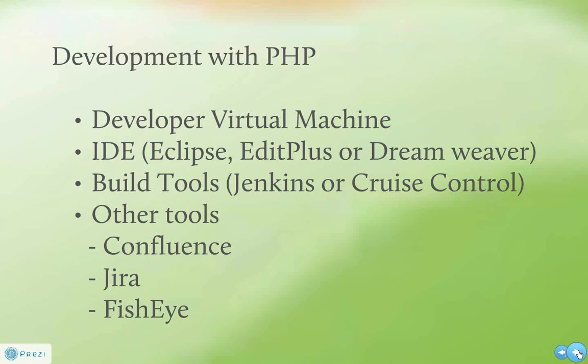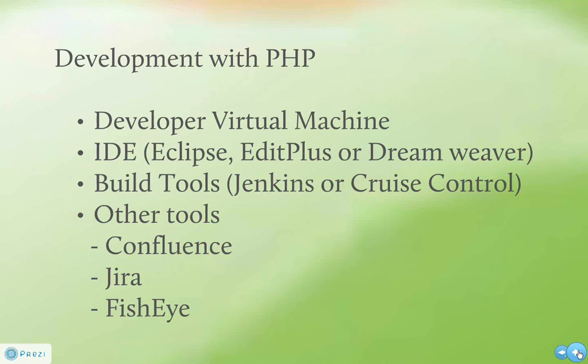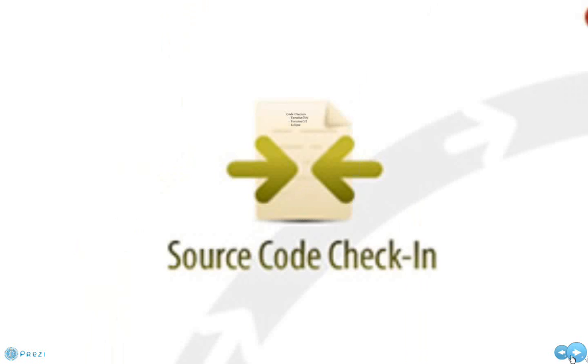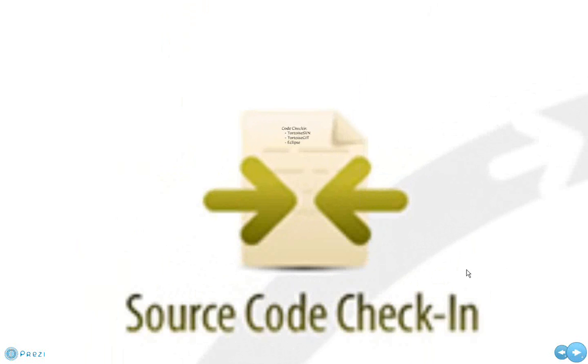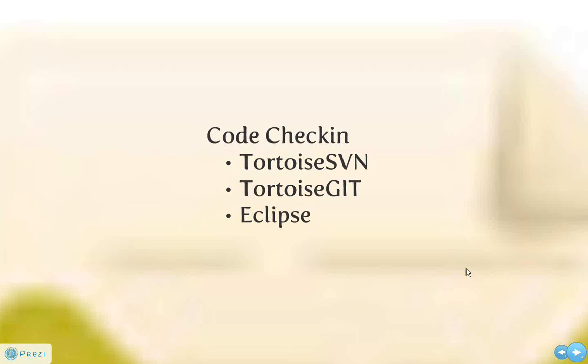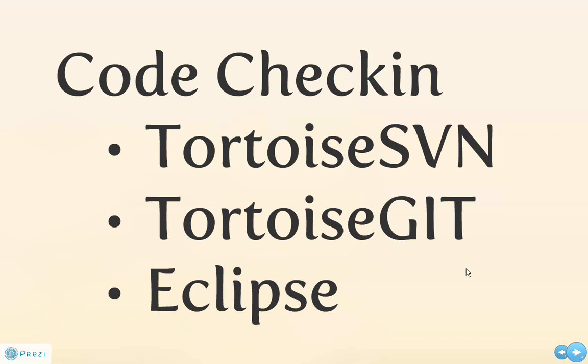Source code check-in. Once the developer builds the code, he has to check it into a source code repository. What tools does he use for that? He can use either TortoiseSVN, TortoiseGit or Eclipse. Git is a source code system where he can check in the code. SVN is Subversion, which we'll go into in detail going further.